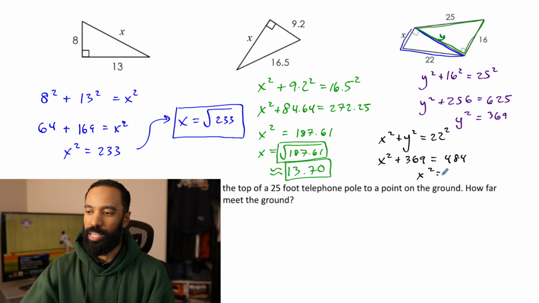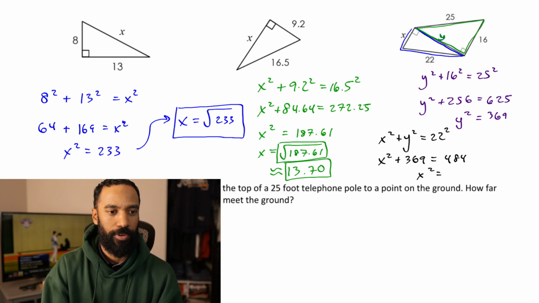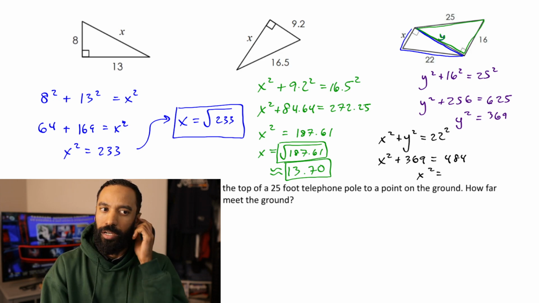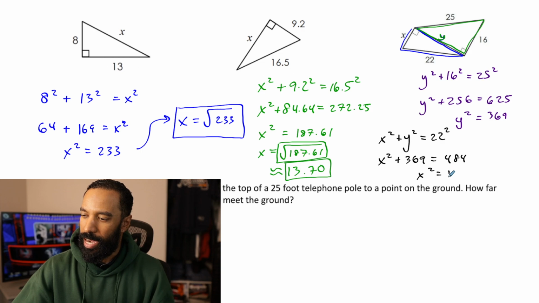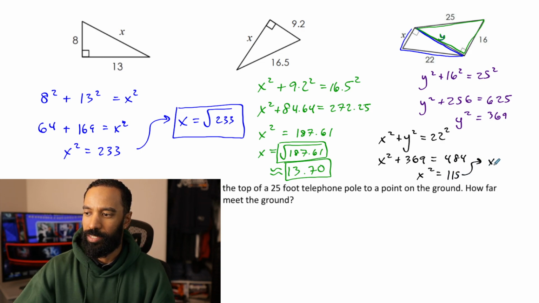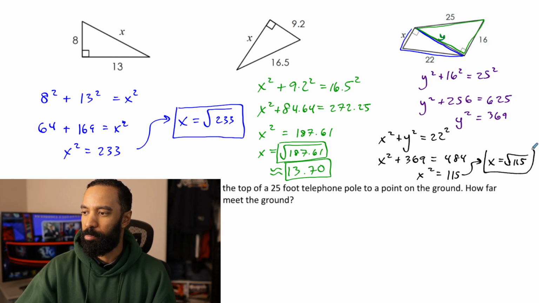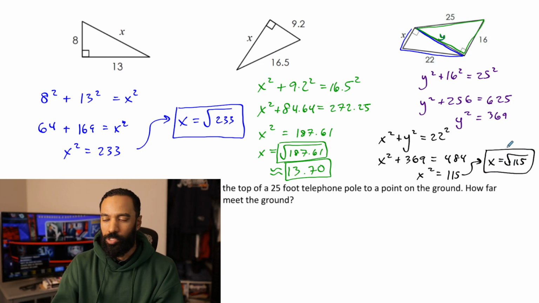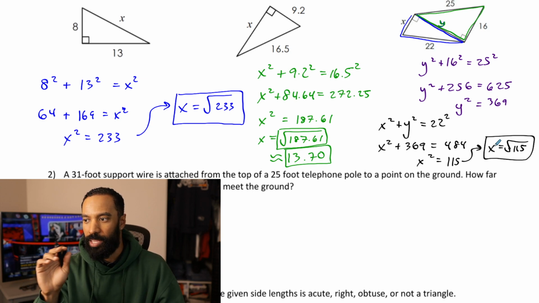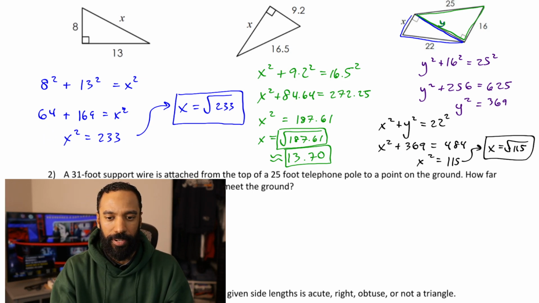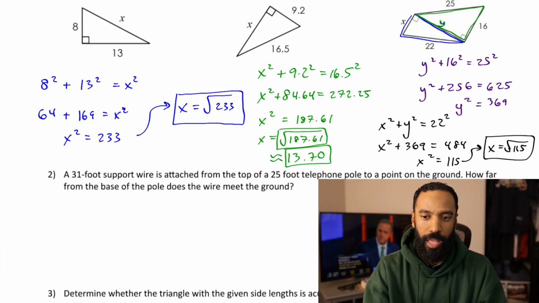So X squared equals, let's see, 484 minus 369. 115, and X is the square root of 115. Also, I don't believe that one can simplify as a radical. So not clean answers, but exact answers were had, and we found incorrect answers, mind you. All right, let's keep moving forward.